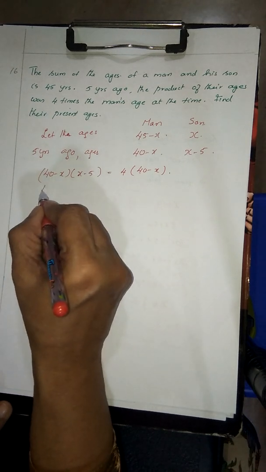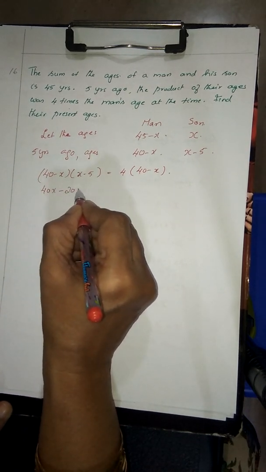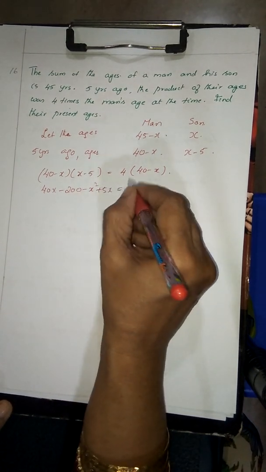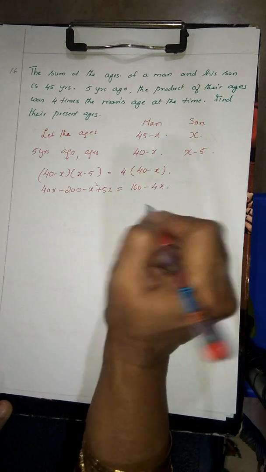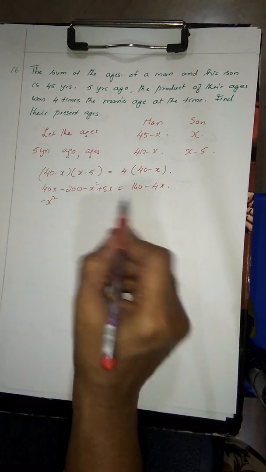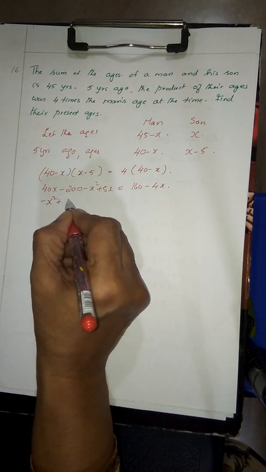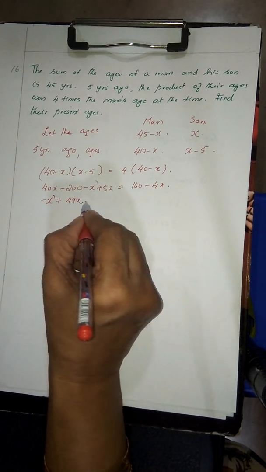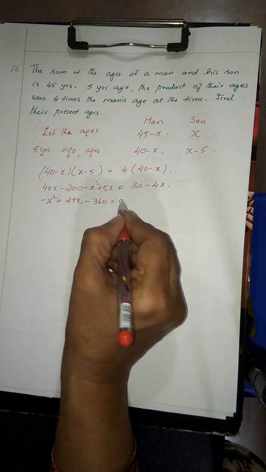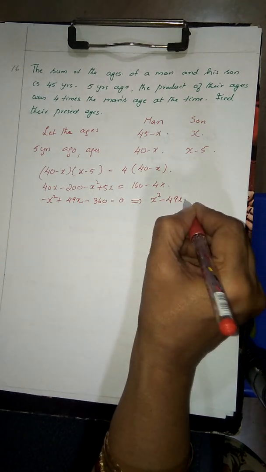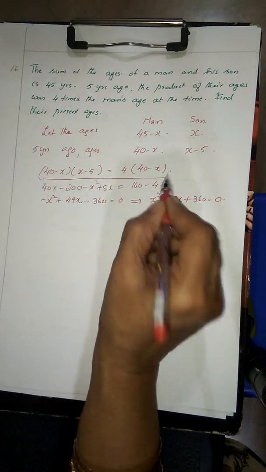So this will be 40x minus 200 minus x squared plus 5x is equal to 160 minus 4x. So this is minus x squared. 40 plus 5, 45. Then this will come here, so that will become 49x. Then minus 200, this will come this side, and that is minus 360 is equal to 0. From which you get x squared minus 49x plus 360 is equal to 0. This is the equation.